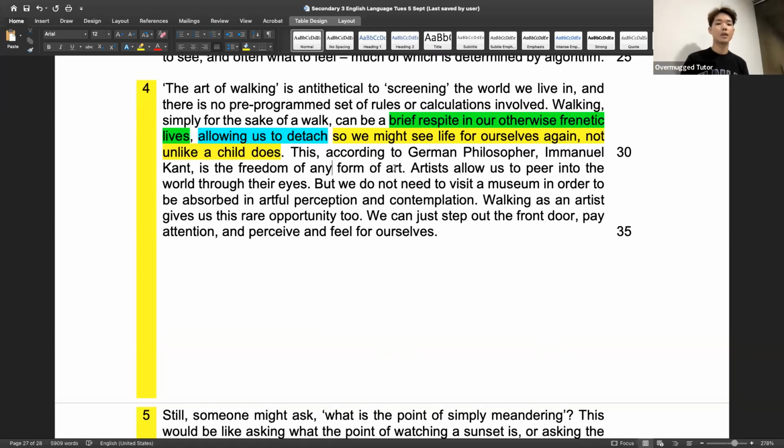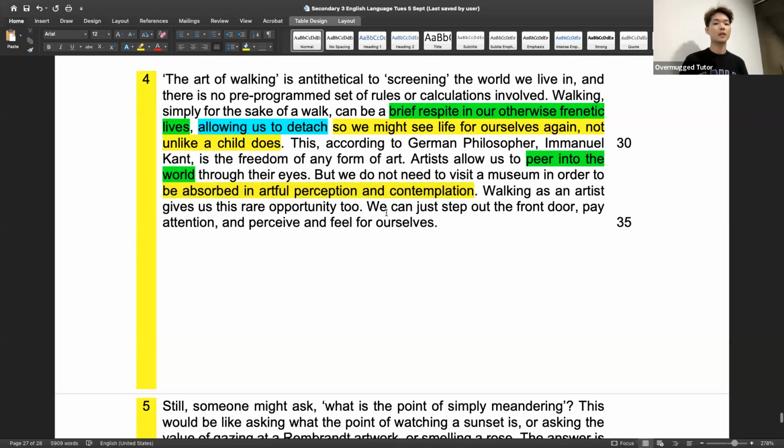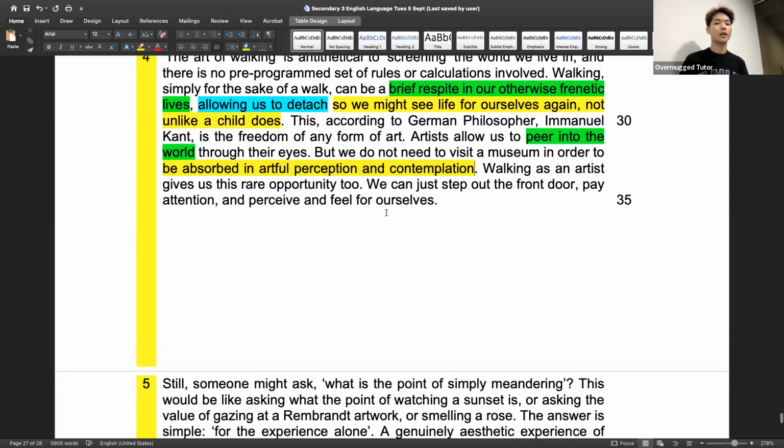Artists allow us to peer into the world through their eyes, but we do not need to visit a museum in order to be absorbed in this. Okay, walking as an artist gives us the rare opportunity to... So what is this rare opportunity? It is to peer into the world. That's one of the points. This is an inferred point because it's from this rare opportunity. So what is this opportunity? And this is also another point. It allows us to be absorbed in artful perception and contemplation. I move on now.